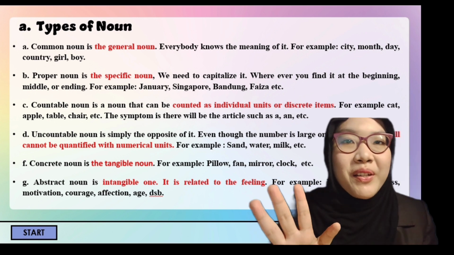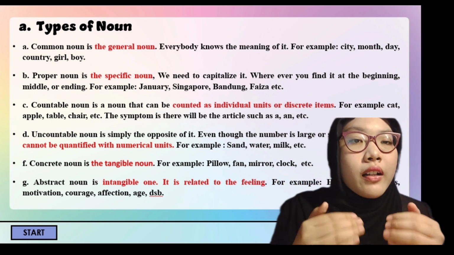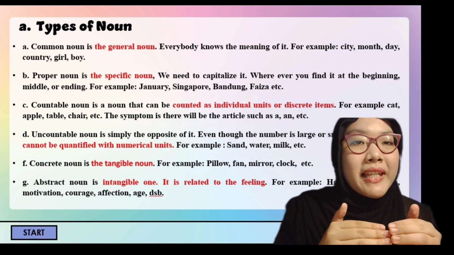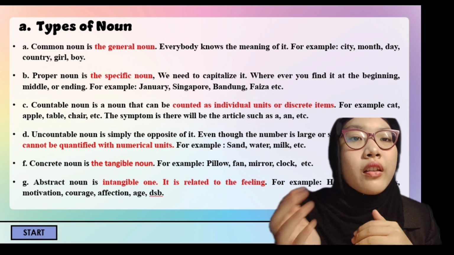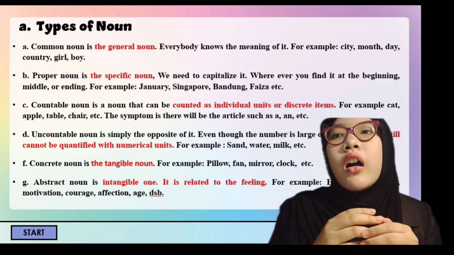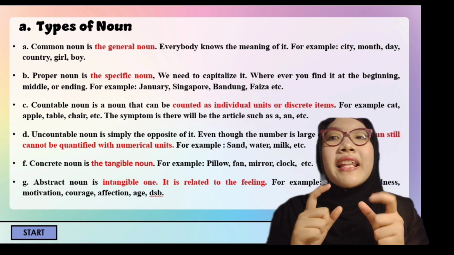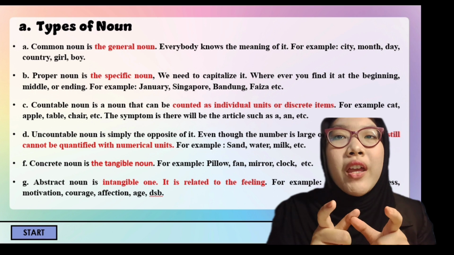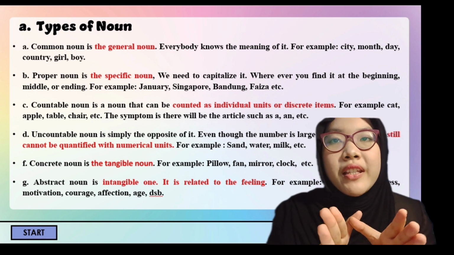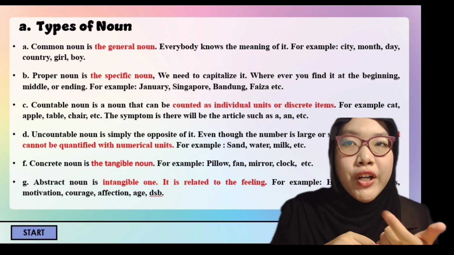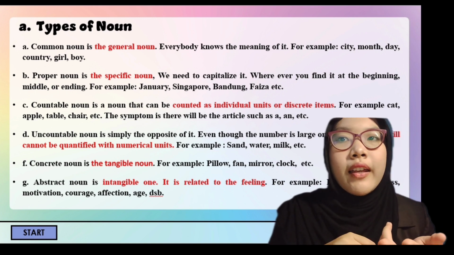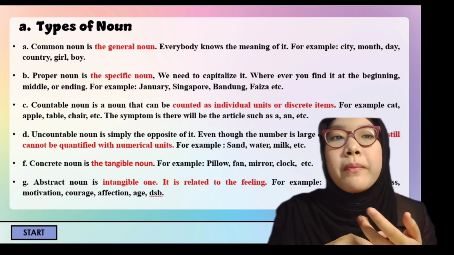So the next one is about the uncountable noun. Uncountable noun is simply the opposite of the countable noun. Even though the amount is large or small, the noun still cannot be quantified with numerical units. It means like sand, water, milk.